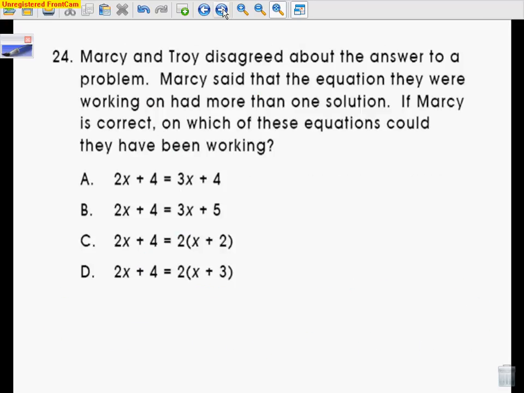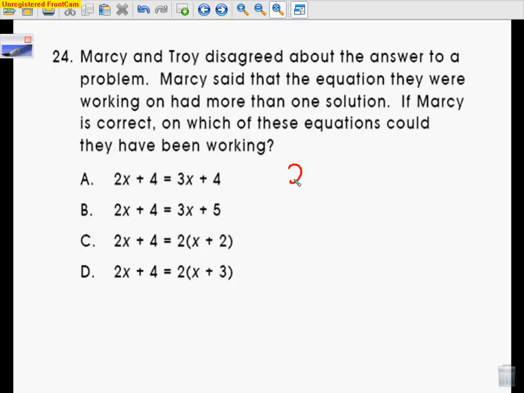Okay, number 24. Marcy and Troy disagreed about the answers to a problem. Marcy said that the equation they were working on had more than one solution. If Marcy is correct, on which of these equations could they have been working? Now, this problem you can do a couple of ways. You could technically go through these problems and solve each of them to see which one would have more than one solution. Like, just to make sure, let's take a look at A.